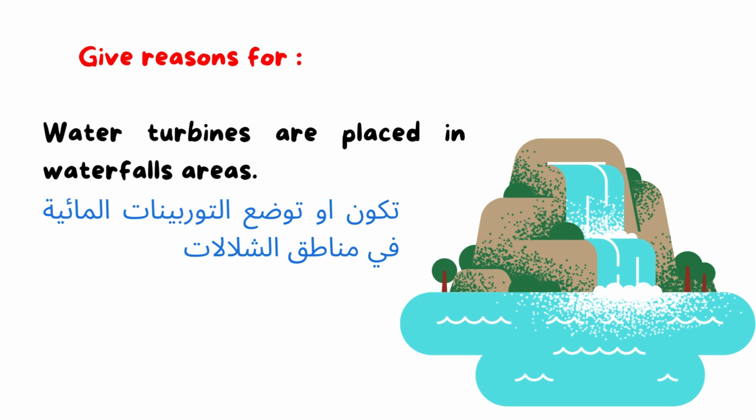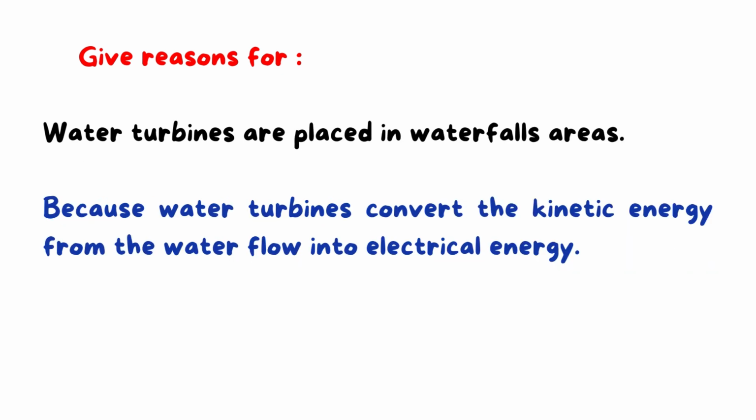So the answer here, because water turbines convert the kinetic energy from the water flow into electrical energy, as this is why the water turbines are placed in the waterfalls, as these waterfalls have water flow. So here the kinetic energy from this water flow can be converted into electrical energy by the water turbines. So the answer: because the water turbines convert the kinetic energy from the water flow into electrical energy.